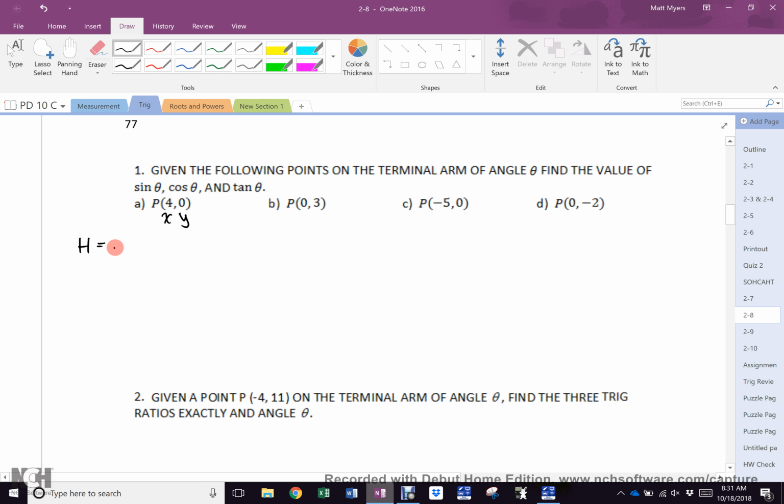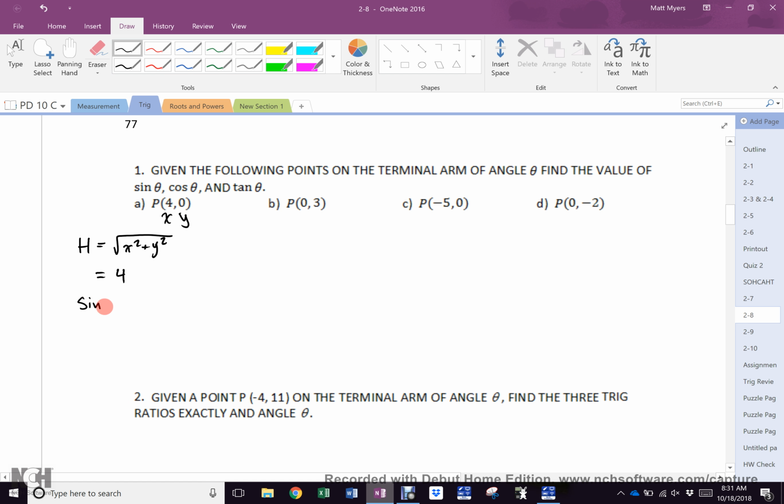Hypotenuse equals the square root of x squared plus y squared, right? Well, what is x squared? What's 0 squared? So what is 4? So the hypotenuse is 4, yes? So now we know our hypotenuse.